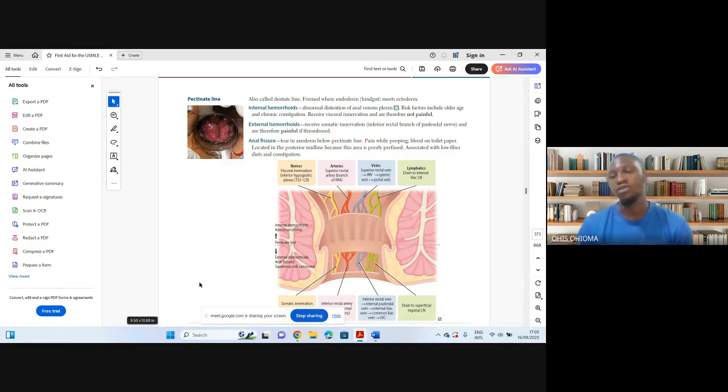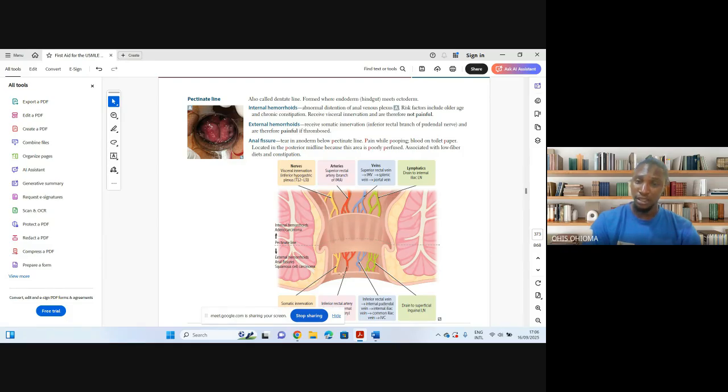And so they might ask you in the exam that this patient's symptom arises from which of the following regions? A, above the dentate line, B, below the dentate line, and stuff like that. So you need to know if the patient has external hemorrhoids and it's painful, the origin is below the dentate line. If the patient has internal hemorrhoids and it is painless, it is above the dentate line, right?